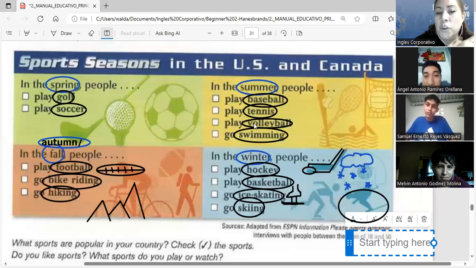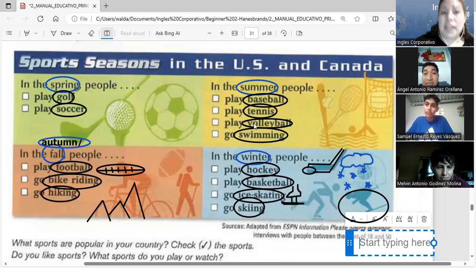Now, which sports do you like to see or play, like watch or play? Which sports do you personally like to watch or play? I watch soccer. You watch soccer. Okay. What about the rest of you? Basket. I watch basketball. Okay, good.